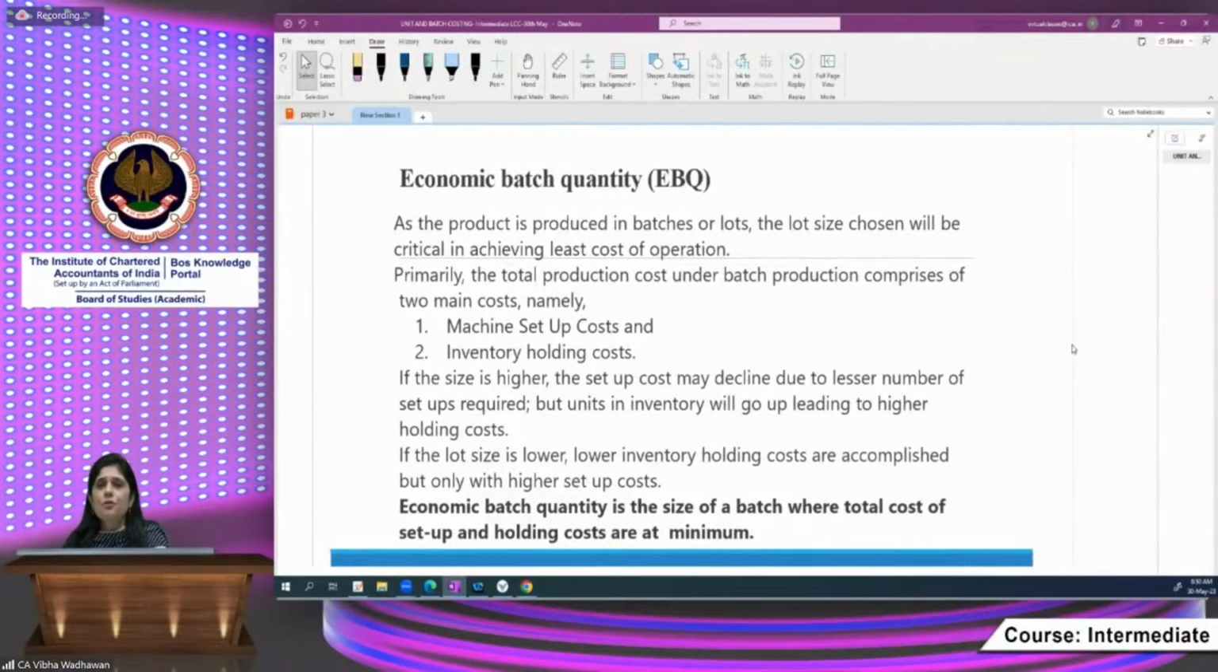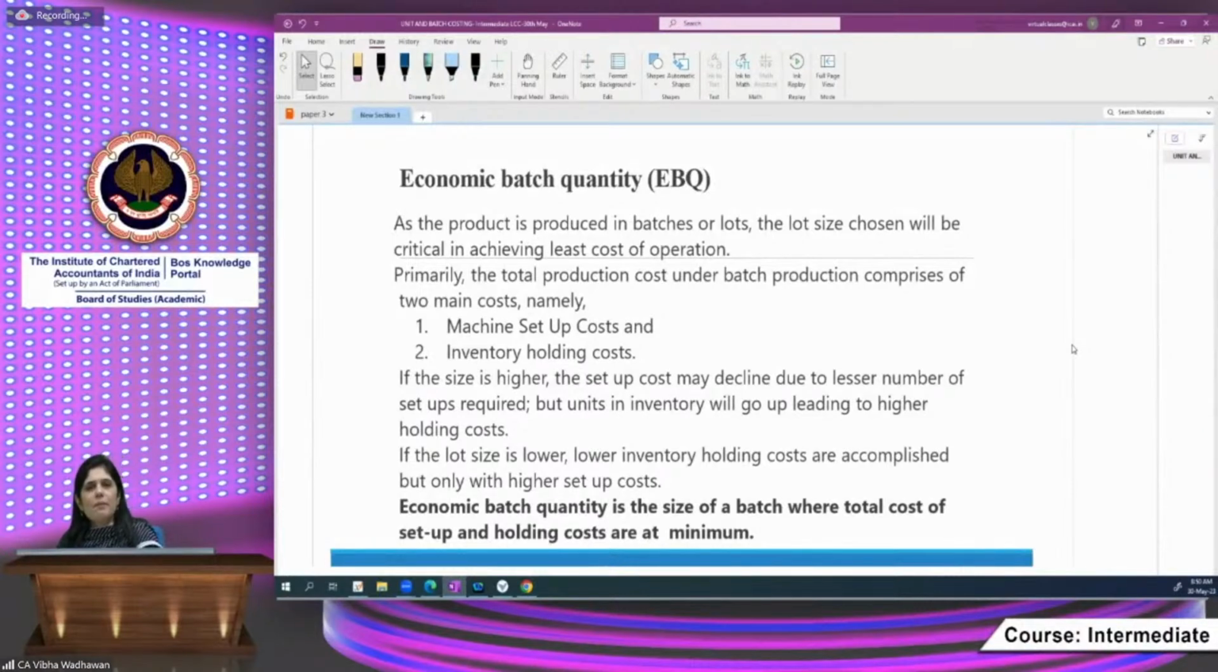Why is it important to know? Because whenever we are talking about batch quantity, all right, there will be two variants of cost here. The setup cost, you have to set up the entire process accordingly. So the setup cost and of course the storage cost, because the inventory holding cost has to be there. For example, you are producing 1,000 units in one lot. You have to have the storage space also to keep all those 1,000 units. So the storage cost will also be there.